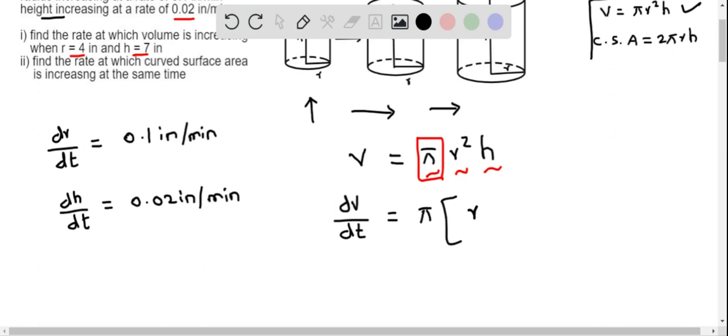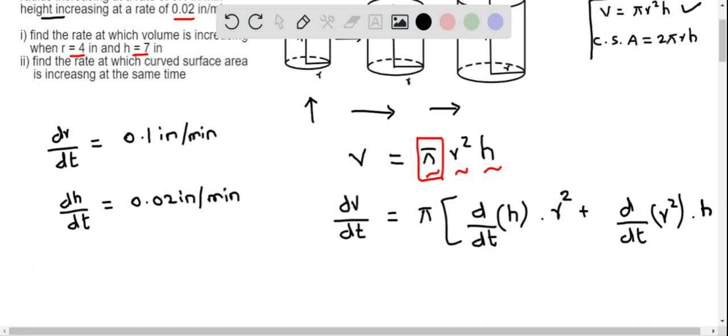And then consider these two terms as variables. So we have to utilize the product rule of differentiation. In that, I have to differentiate one of the quantities. So let me differentiate the height, keeping the radius as constant, and then I have to differentiate the radius, or the other variable. In this case, it is r squared. So I put d by dt of r squared, keeping the height constant. This is according to the product rule.